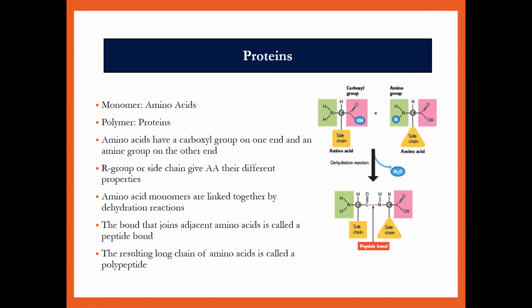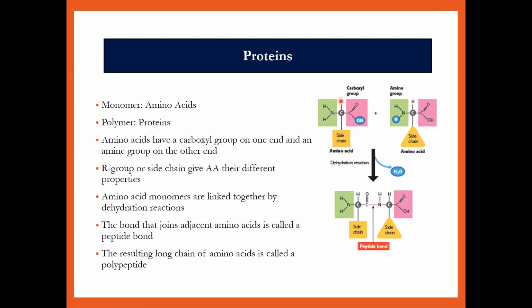Okay, so proteins. The monomer for proteins is going to be amino acids. When you get a lot of these amino acids linked together, you will make proteins. So the polymer is going to be called proteins. All amino acids have this same basic structure, and it has an amine group, so that gives rise to the amino part of its name, and it has a carboxyl group, so carboxylic acid, which gives rise to the acid in amino acid. It also has this carbon and this hydrogen.